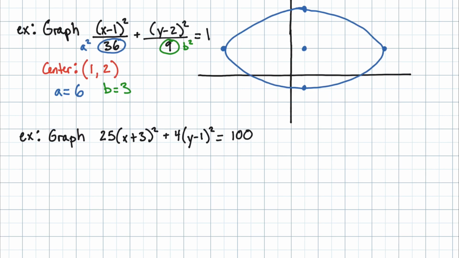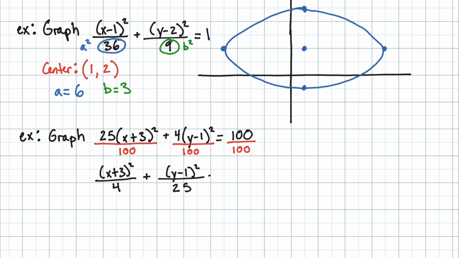The easiest way for us to do that is we're just going to divide both sides by this 100. And now when I simplify that, I'm going to get (x plus 3) quantity squared over, well, 25 over 100 reduces to 1/4. And the (y minus 1) squared, 4 over 100, reduces to 1/25. Oh, would you look at that? Isn't that nice? Okay. So I know my center is at -3, +1, because I'm taking opposites.